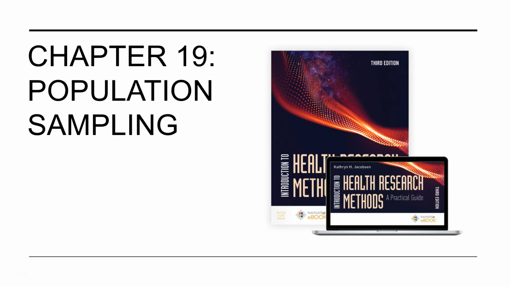Hi everyone, this presentation covers Chapter 19 on population sampling in the third edition of Jacobsen's textbook, Introduction to Health Research Methods, a Practical Guide. In this chapter, you will learn that primary studies require an accessible and appropriate source of study participants.